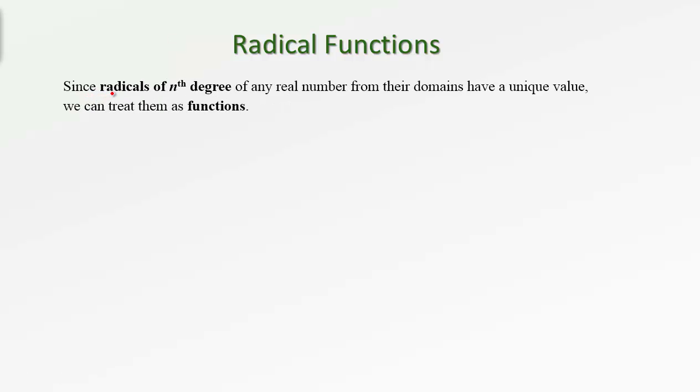In this lesson, we'll look at some higher index radical functions. In the previous video, we talked about radicals of nth degree, and we defined them in such a way that they always have a unique value. So as long as we take the input from the domain of the radical, for example, for even degree radical, we had to take non-negative numbers, the value of it is defined in a unique way. That was needed in order to treat radicals as functions.